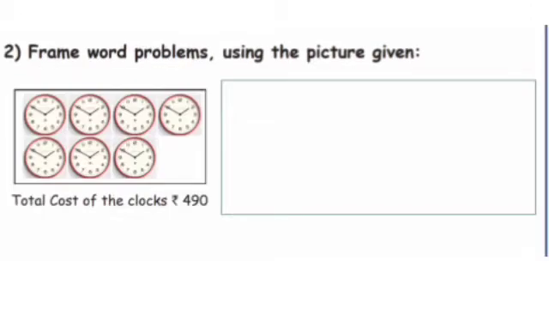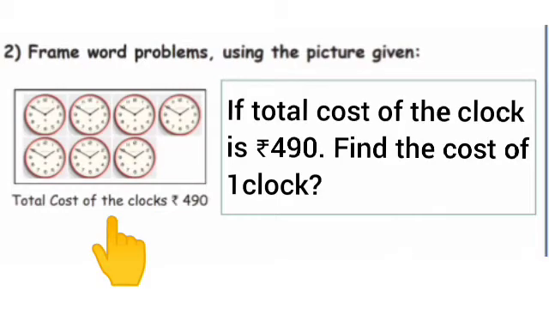Next question, frame the word problem using this picture. This picture represents the price of 7 clocks. Now we can frame the question. If total cost of the clock is rupees 490, find the cost of 1 clock.